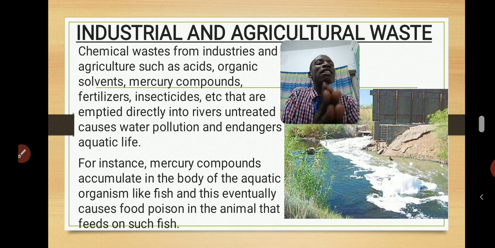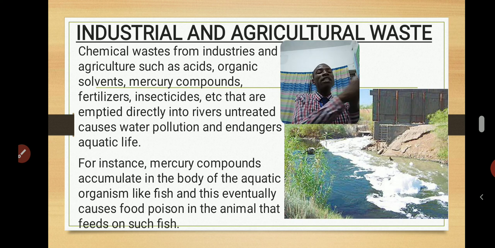How does fertilizer cause water pollution? You also have to know that is a very strong WAEC question. How does fertilizer cause water pollution? When you dump fertilizer into the water bodies, what do you observe? Fertilizer normally increase growth of plants inside the water bodies.